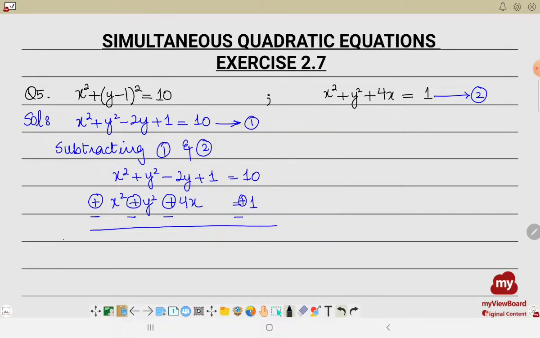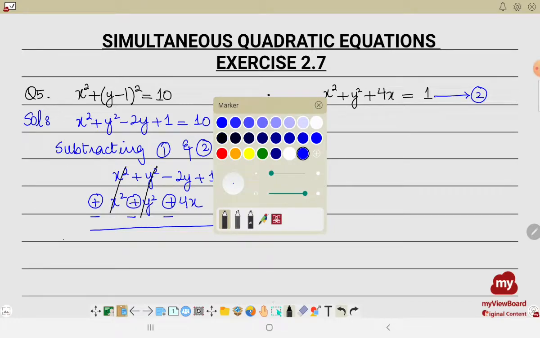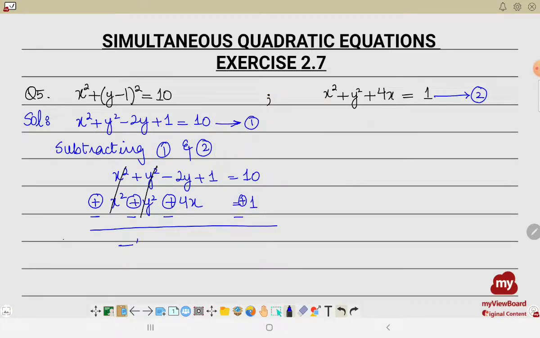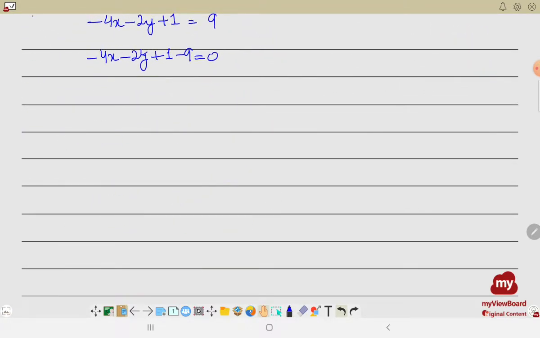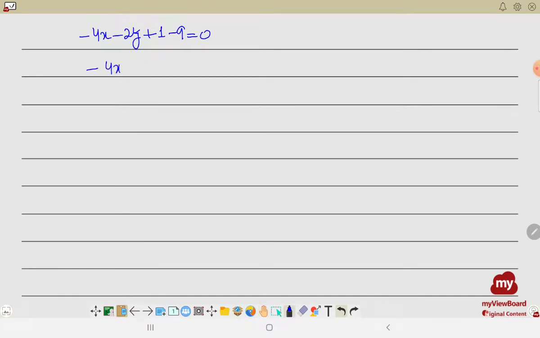If you see, these two terms, x square and minus x square, will get cancelled. Plus y square and minus y square will get cancelled. And we are left with the terms minus 4x minus 2y plus 1 equals 9. So if you further simplify it, we get minus 4x minus 2y plus 1 minus 9 equals 0. Right? So you see, after subtracting the two equations, now we get a linear equation, and from that we can easily find out the value of x and y.